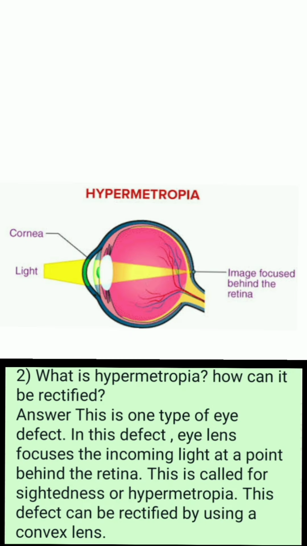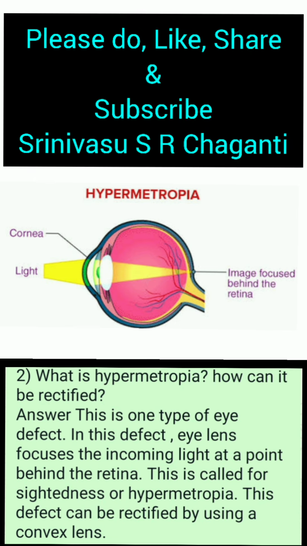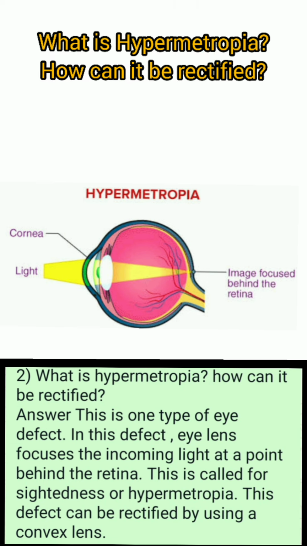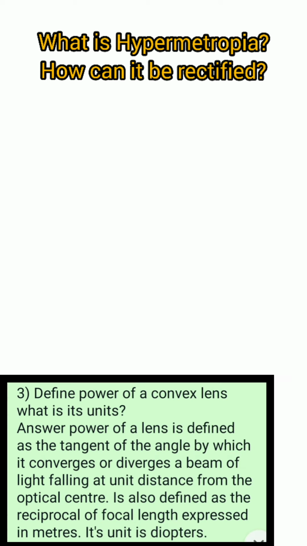2. What is hypermetropia? How can it be rectified? Answer. This is one type of eye defect. In this defect, eye lens focuses the incoming light at a point behind the retina. This is called farsightedness or hypermetropia. This defect can be rectified by using a convex lens.